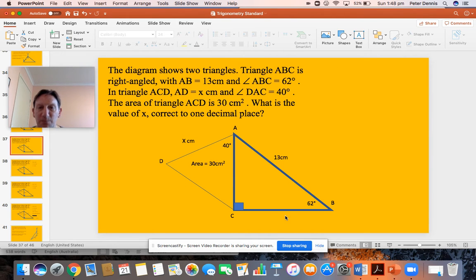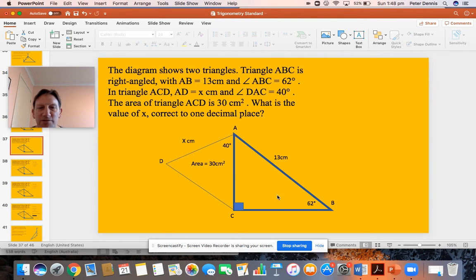So if we start with that one, here's the triangle we're going to start with, and we're going to try to move across to the other triangle. So this line is in common. So how would we find that? Okay, so if this is, say, A or something, we want, what's this? This is the sine of 62 is opposite over hypotenuse.